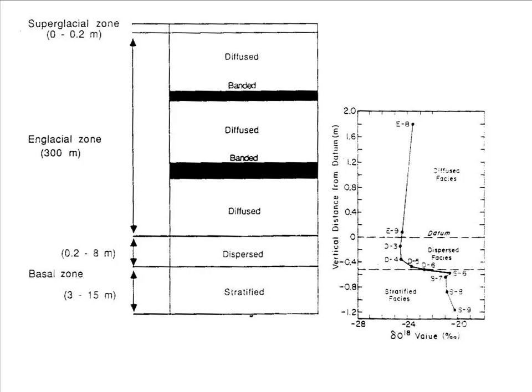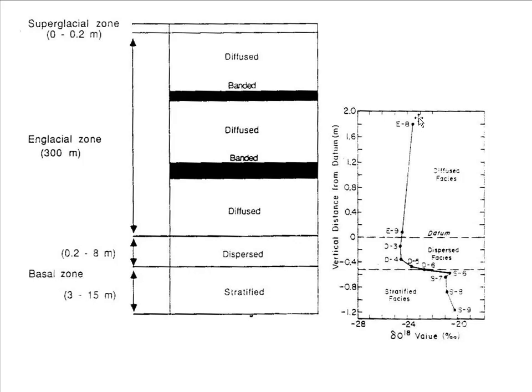Just to give you one more example based on Lawson's work, here's his diagram showing where we are in the glacier, and here's a diagram showing the delta oxygen 18 value, the stable isotope value, working our way down through the glacier. And without going into any detail about why the stable isotope values vary with depth, at this stage I just want to point out that they do.